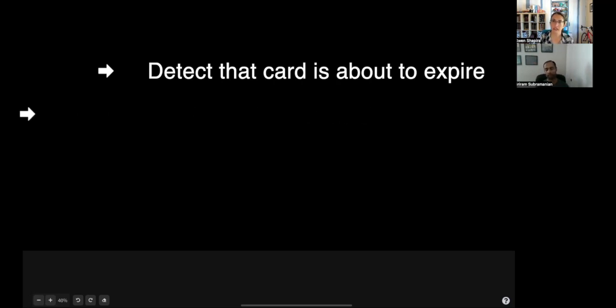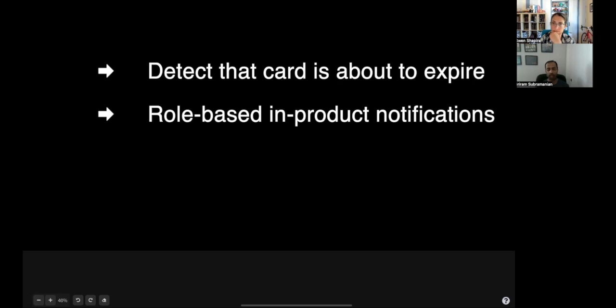Yeah, so in a large organization where you have multiple roles, like an admin role and somebody who's a developer using the product who doesn't really care about the billing side of things, this would be something only for the admins who can actually update the credit card. Do something about it, yeah.